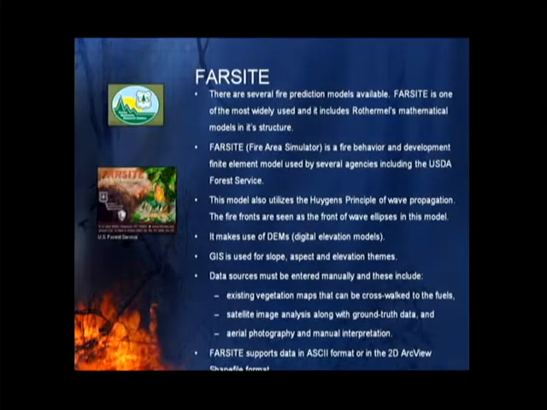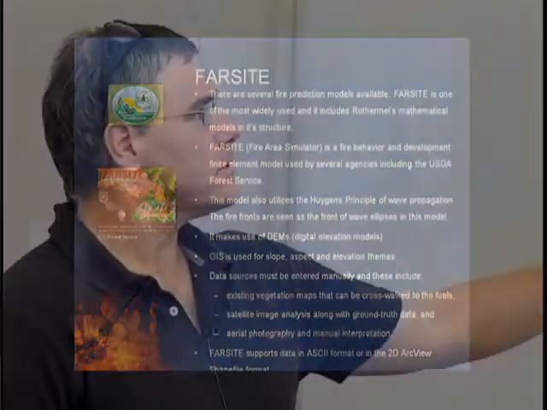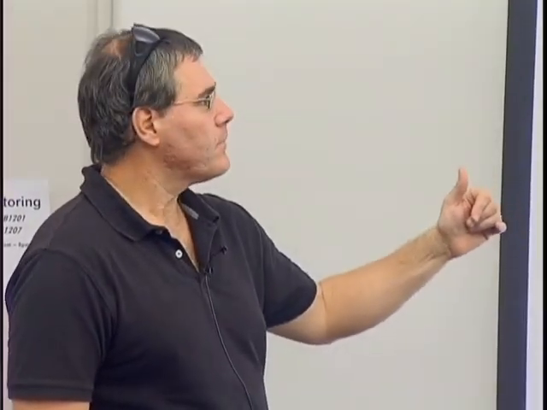This Farsight is a model, it's one of the models. There's another type called Behave. Farsight's the one that's used mostly by the U.S. Forest Service. And it's a finite element model, not a finite difference model. It uses polygons over aerial space. It's called Fire Area Simulator.